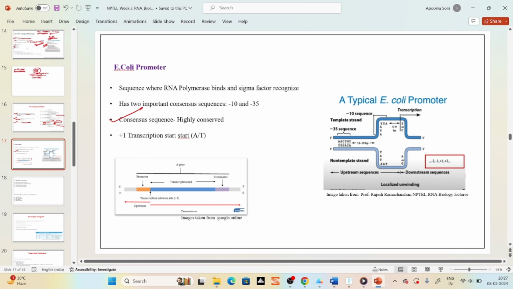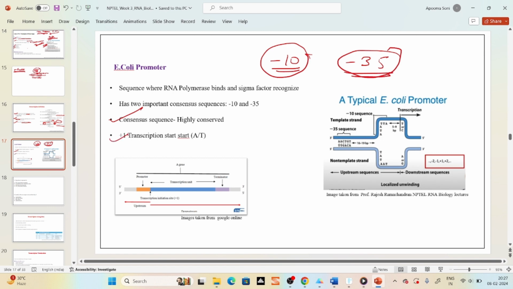There are two important consensus sequences. The first is the -10 sequence, another one is the -35 sequence: TATAAT and TTGACA. So the RNA polymerase comes and binds to the -10 and -35 regions only. And the transcription start site is +1.